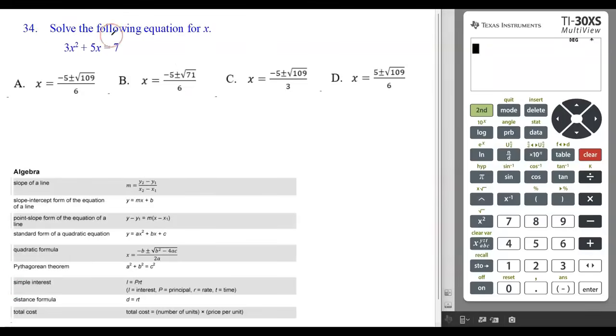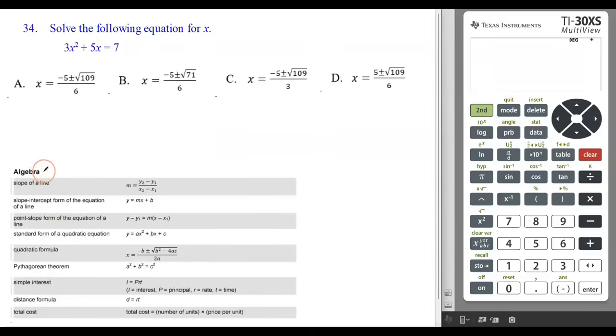Question 34. Solve the equation for x. Here's the equation: 3x squared plus 5x equals 7. And we have all these funny looking answer choices with plus minus symbols in their square roots. When you see something like this on the test, you're going to want to use the quadratic formula. It'll show up on your formula sheet.